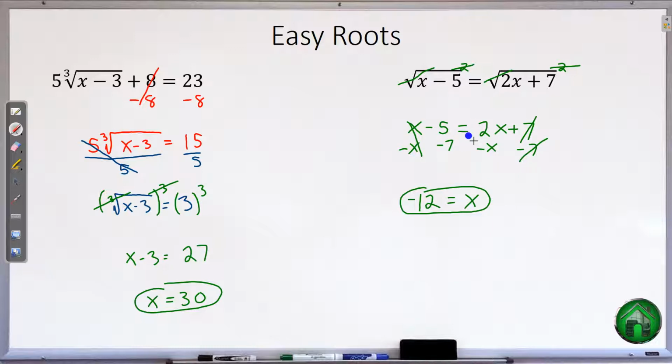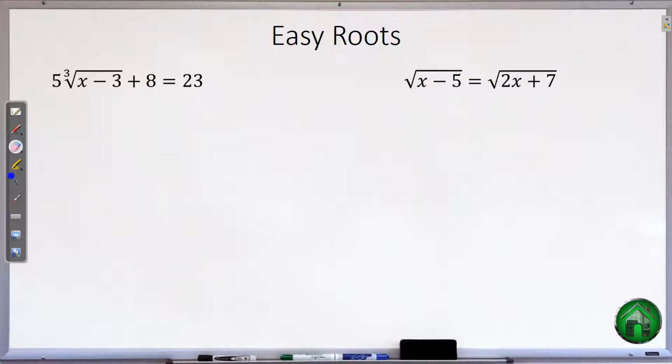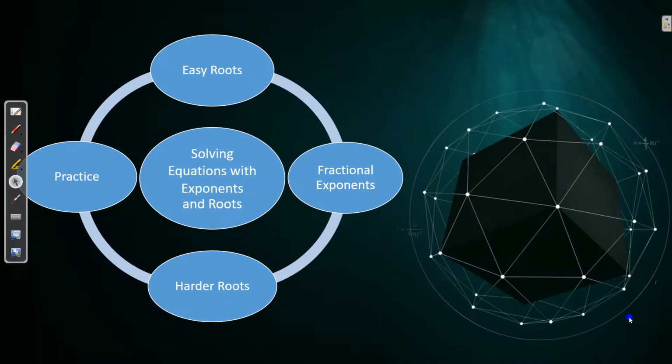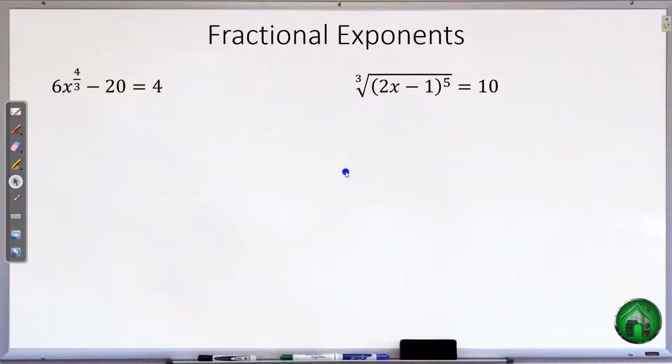So, hopefully I didn't lose you too much there. The main new thing is that the square roots then cancel on both sides. All right, those are the easy ones. Let's move it up a notch or two. So we've got easy square roots taken care of. Let's go to fractional exponents and see how those work.